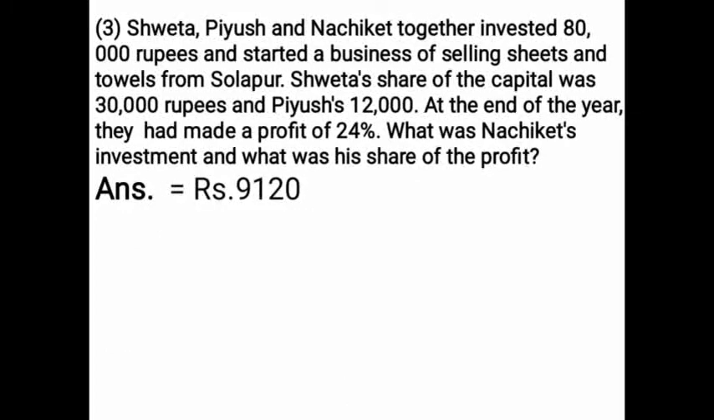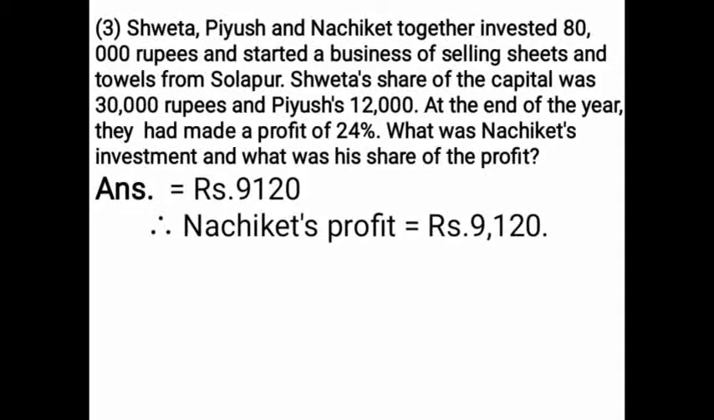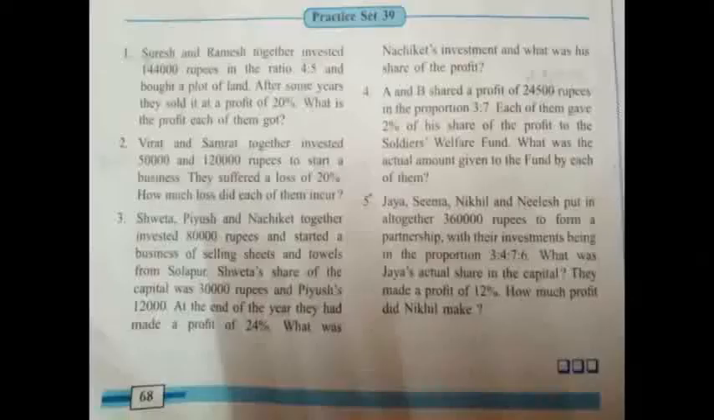That is equal to rupees 9,120. Therefore, Nachiket's profit will be rupees 9,120. Next, A and B shared a profit of 24,500 rupees in the proportion 3:7.